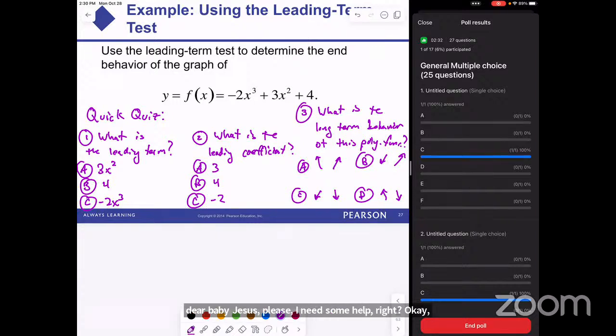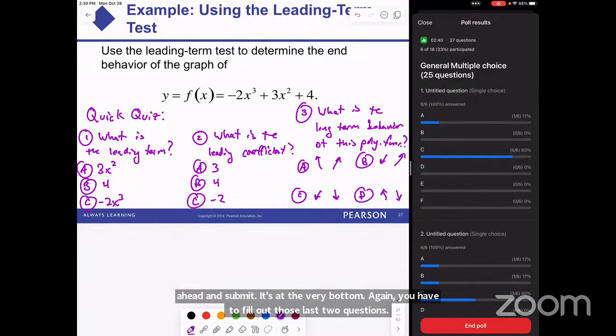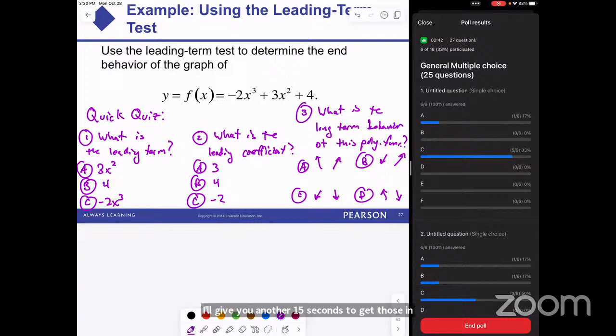Okay, so again, I'll just take a little bit of time. So go ahead and submit. It's at the very bottom. Again, you have to fill out those last 2 questions. I'll give you another 15 seconds to get those in. We got, let me see, 33%. We need better participation than that. Okay, you guys are coming through. I can see you. A little bit more. Let's go, let's go.